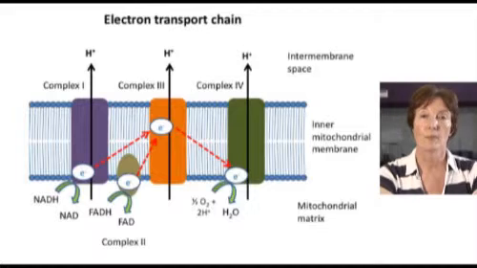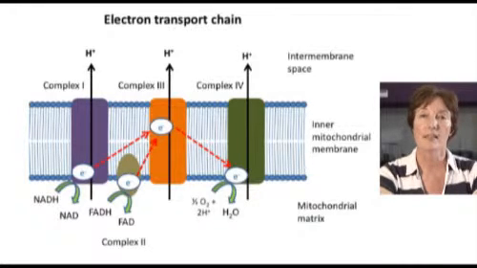Oxidative phosphorylation has two components. The oxidative part, where NADH and FADH are reoxidized, and the phosphorylation part, where ADP is converted to ATP. Within the inner mitochondrial membrane, there are a series of protein complexes which act as electron carriers, and this is called the electron transport chain.